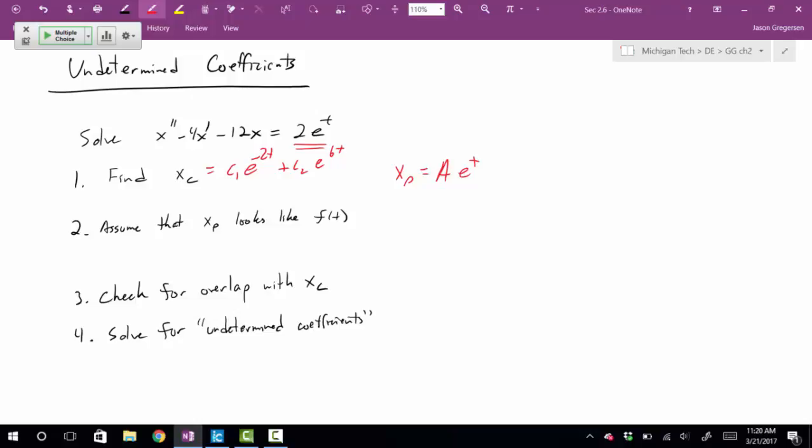Everybody else together. Take the derivatives, plug it in. One more time. Take the derivatives, plug it in. All right? We've seen it a whole bunch of times, right?